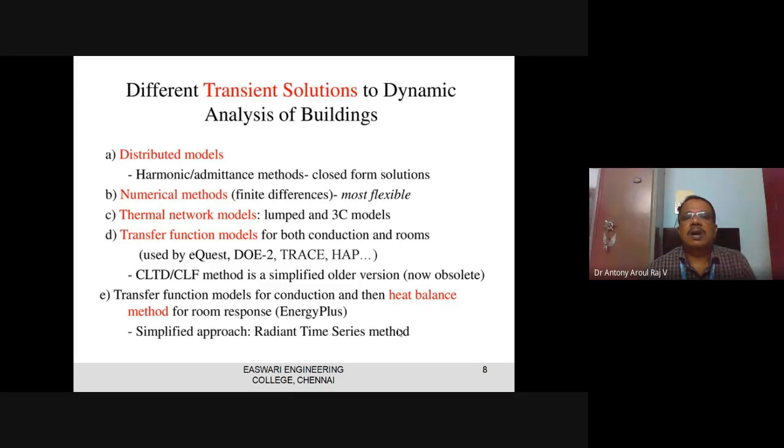So for this problem, you should not say that we don't know. So we are going to discuss these two topics now. First we are going to discuss the transfer function method, then we are going to discuss the radiant time series method.